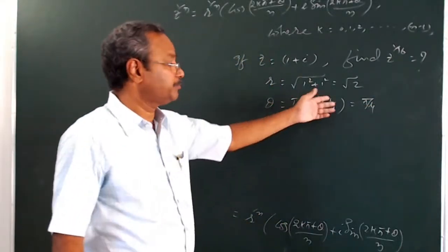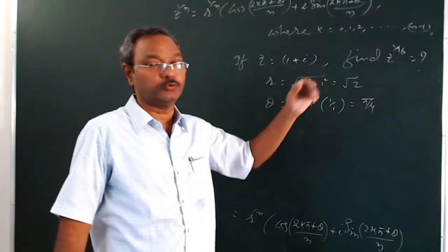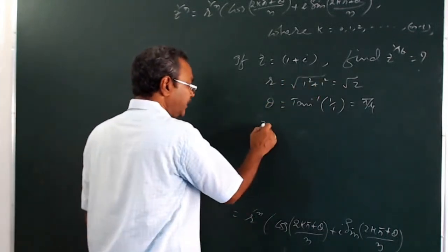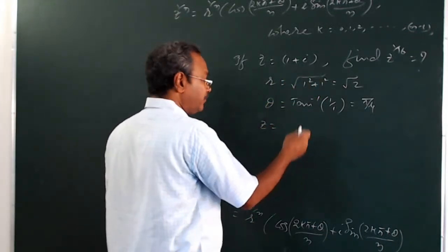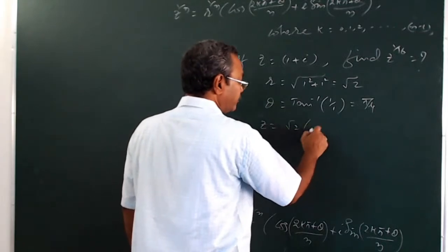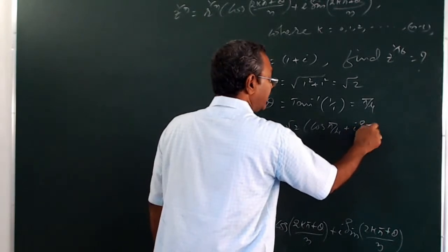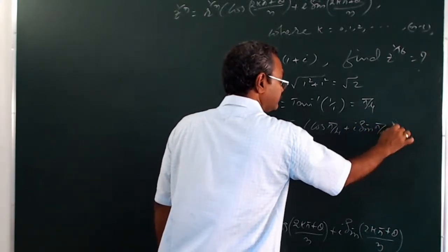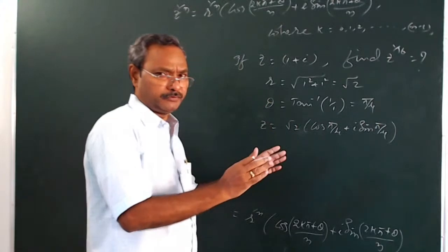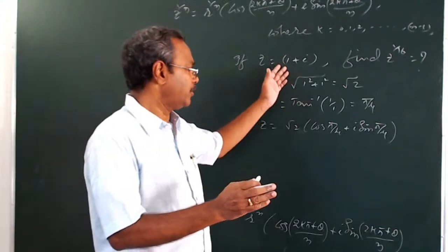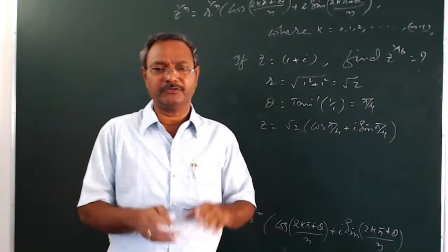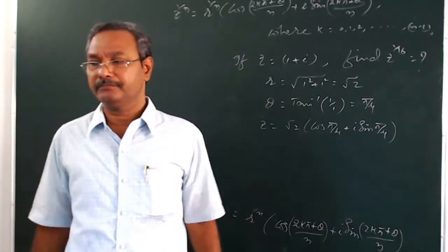So our theta is pi by 4. Our r is root 2. Now our z is in the mod-amplitude form: z is root 2 into cos pi by 4 plus i sin pi by 4. Look, you have just converted the given complex number to the mod-amplitude form. That's what you have done in the first step.